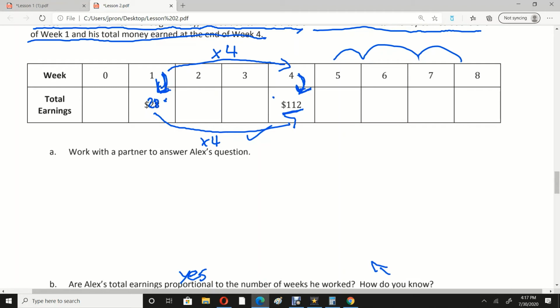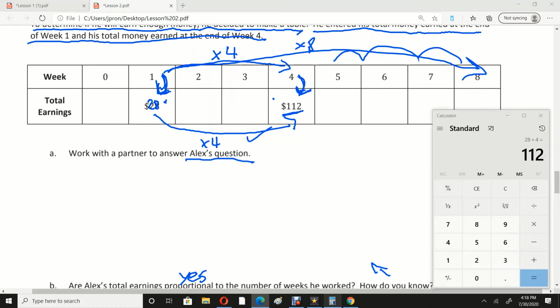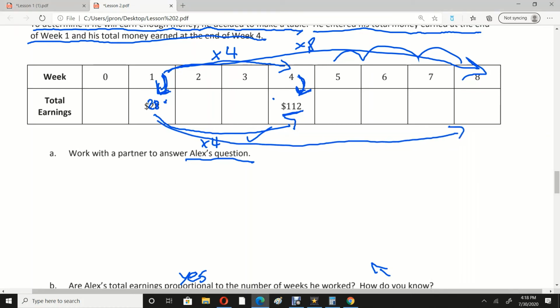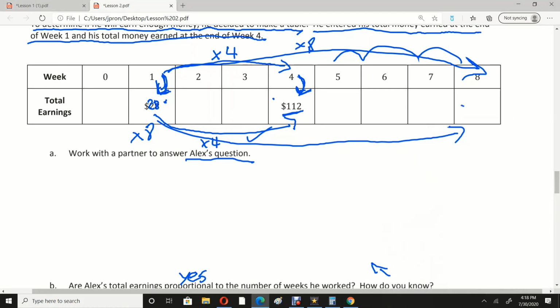But the question still remains: is he going to have enough money by the end of the 8th week, the end of the summer, right? So we should be able to multiply by 8, since every week he's going to be making $28, right? So every week he makes $28. So let's just check. We need to multiply 28 times 8. Let's do that. 28 times 8, 224. So on the 8th week, you're going to have $224.